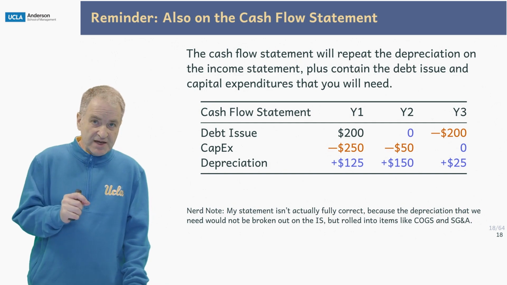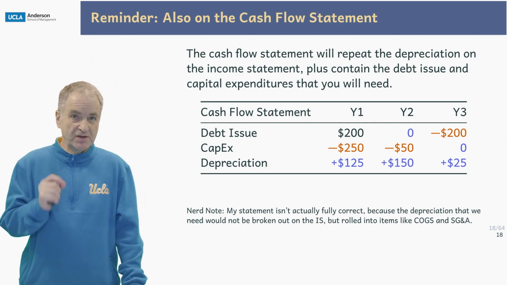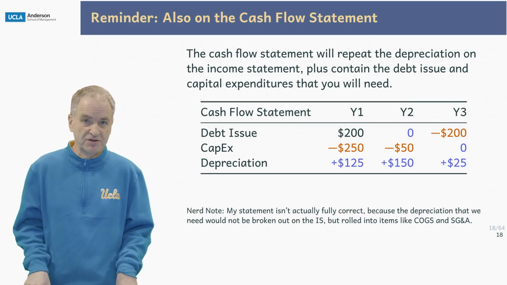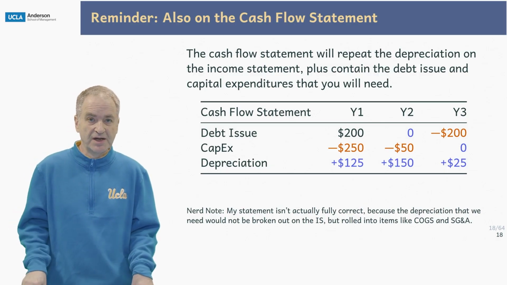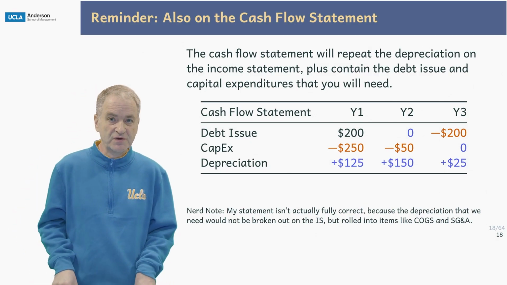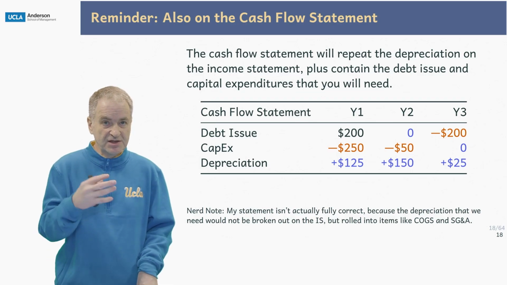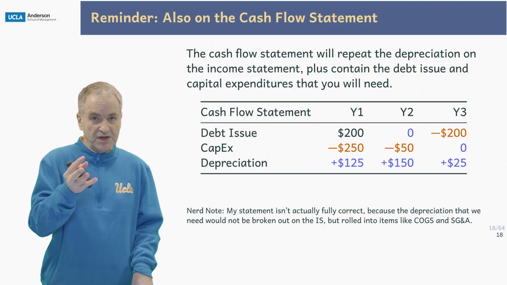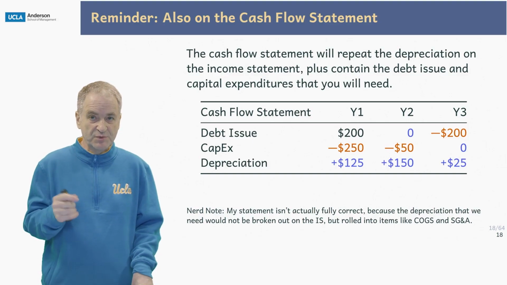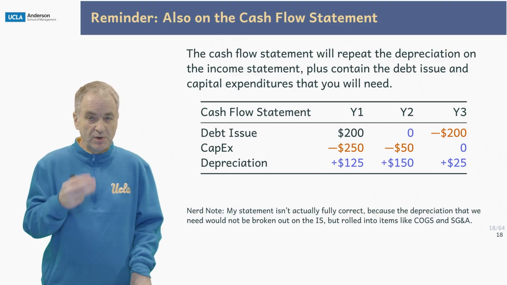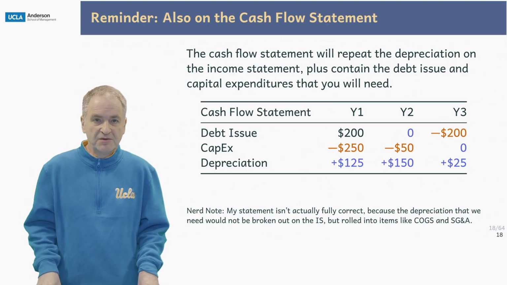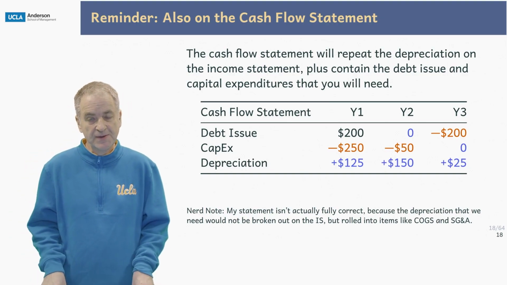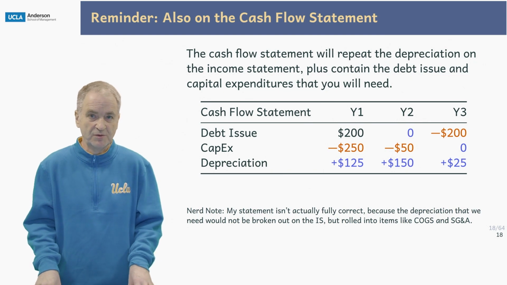The cash flow statement will repeat the depreciation on the income statement, plus it's going to contain the debt issue and the capital expenditures that you will need later on for other calculations. So if we looked at a cash flow statement, it would also tell us, in addition to other things, that we have the debt issue, plus 200 year one, minus 200 principal repayment year three. We have the capital expenditures. And finally, I have the depreciation, which we had as 125, followed by 150, followed by 25.